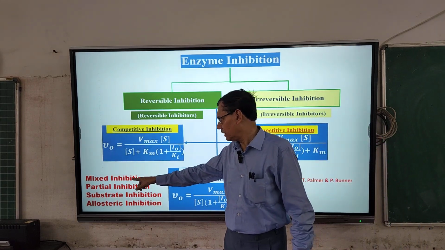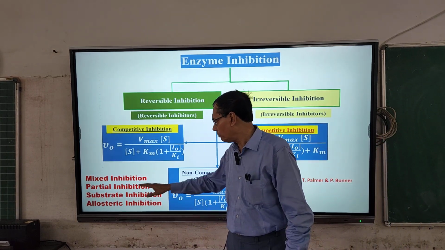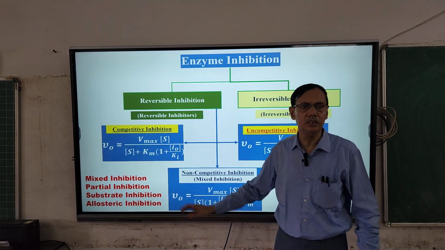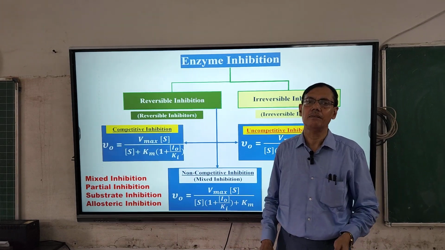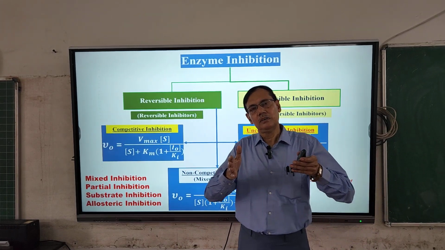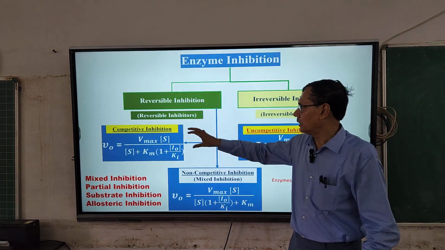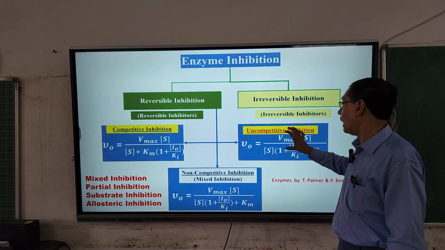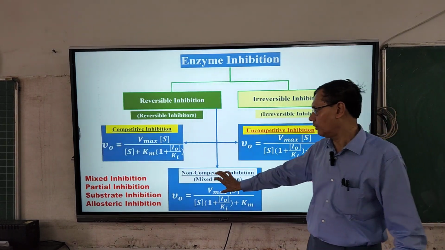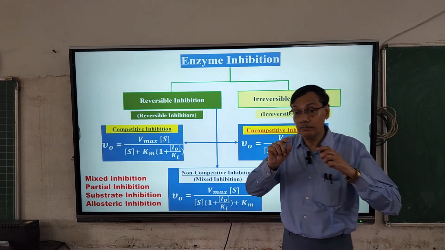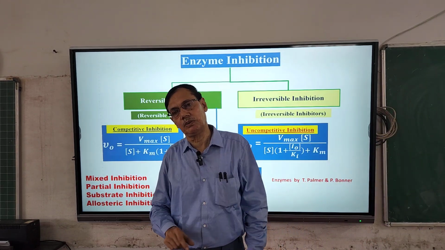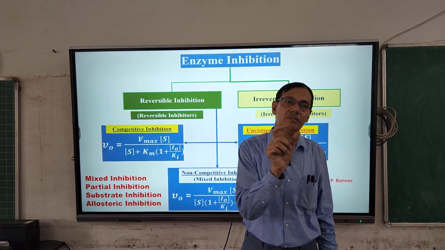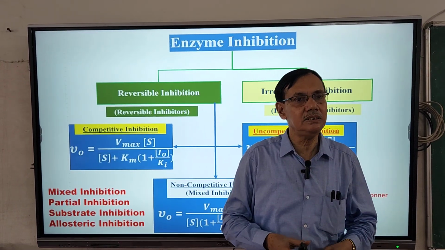And of course there is mixed inhibition, partial inhibition, substrate inhibition, and allosteric inhibition also, but I will not explain the details because time is limited. So I will explain competitive inhibition, and if time permits I will also explain uncompetitive inhibition, and then of course non-competitive inhibition, because that is not properly mentioned in your prospectus. In the prospectus the only thing is enzyme kinetics, enzyme catalysis, but without inhibition enzyme catalysis is incomplete.